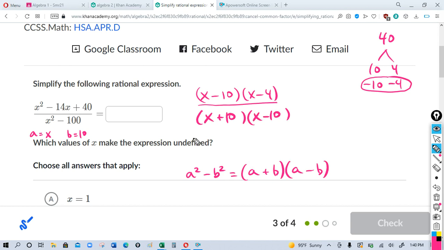Okay, if you want to double check it, use FOIL in your head. X times x is x squared. And inner outer, we have plus 10x and minus 10x. That's just 0. And then 10 times negative 10 is negative 100. So we're good. And then top and bottom, the x minus 10 cancels. So we have x minus 4 over x plus 10.